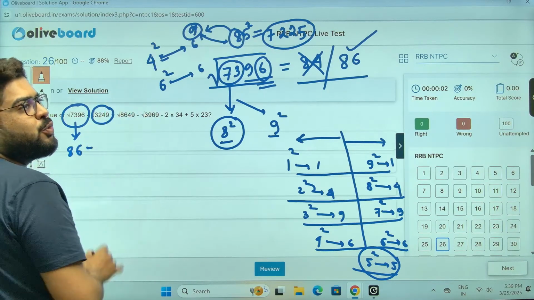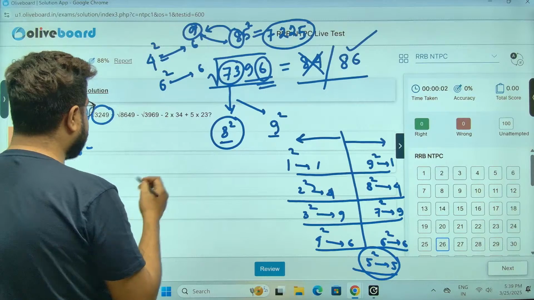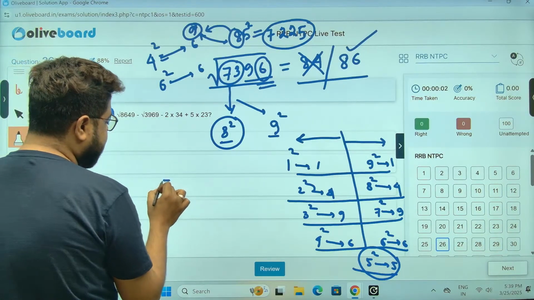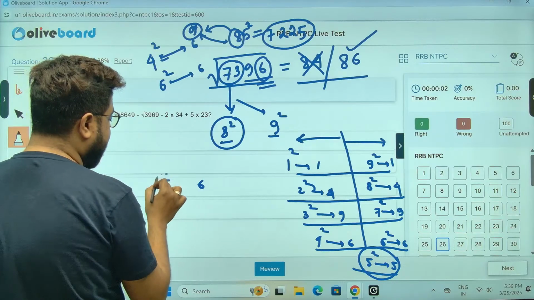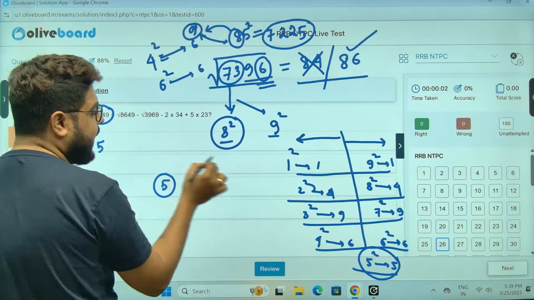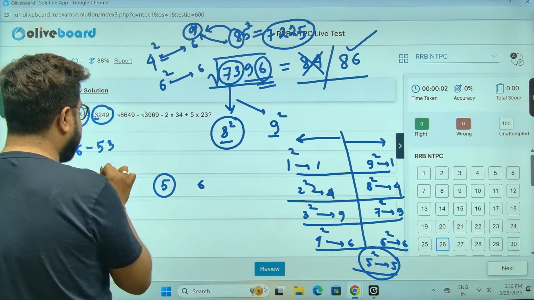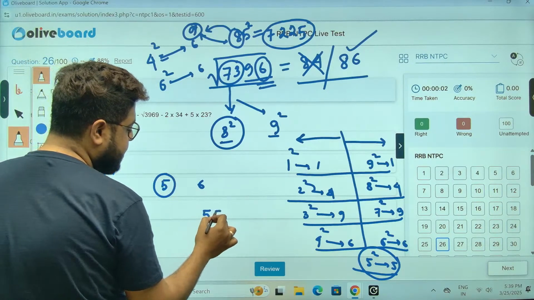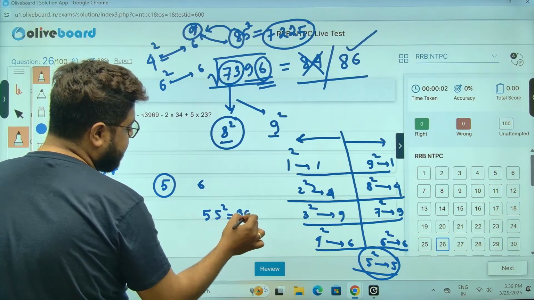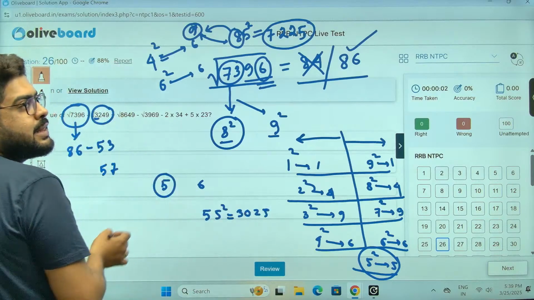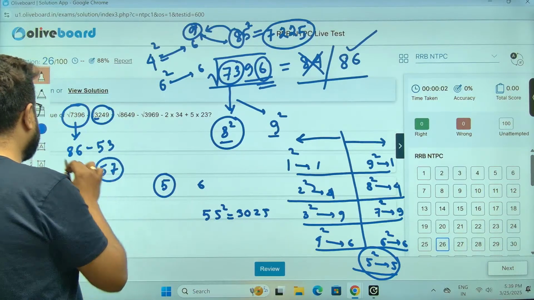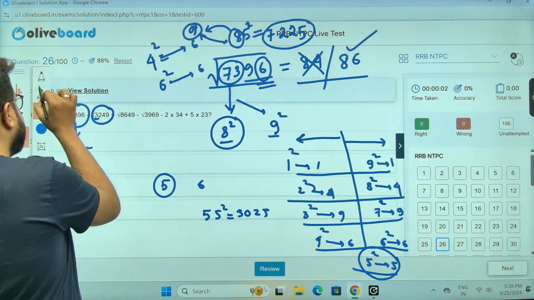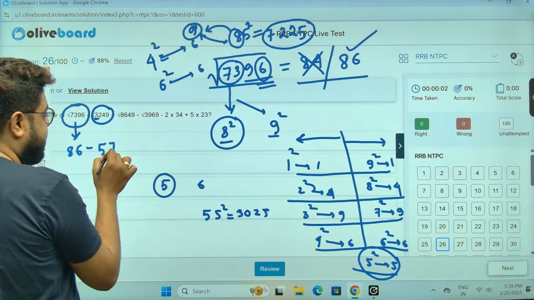What about this one? 3249. Same thing: take 32 only, which lies between 5 squared and 6 squared. I'll write 5. The 9 means the answer will be either 53 or 57. Let's take 55. 55 squared is 5 times 6, 30, and 25. It is greater than that, meaning my answer is 57, not 53. It is 57. Everybody try to understand.